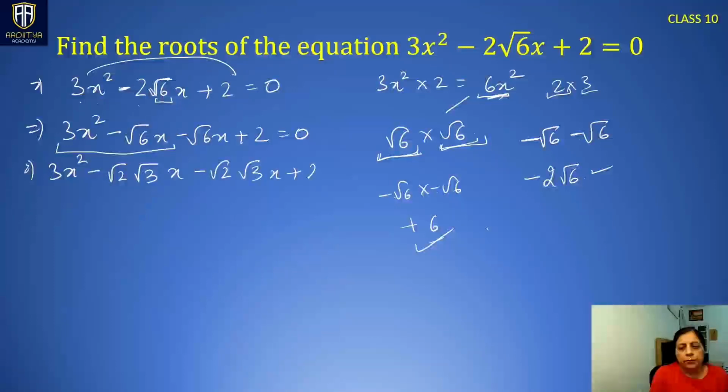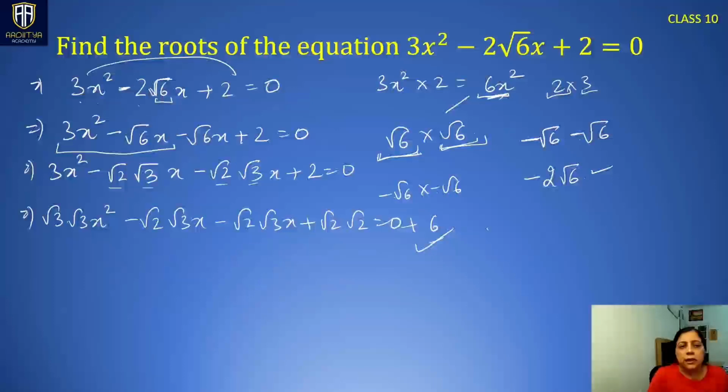Now how does it help? First of all, I have written prime factors in terms of products. So here also 3 can be written as root 3 into root 3x square minus root 2 into root 3x. Here we have root 2 into root 3x plus 2 can be written as root 2 into root 2. So this is the detailed version of all the factors of every term.